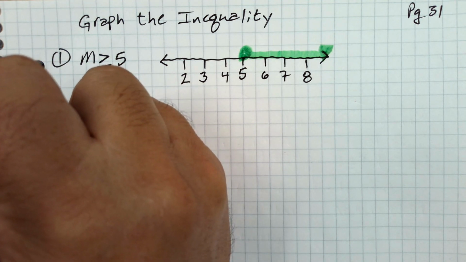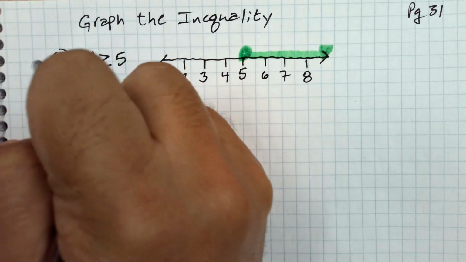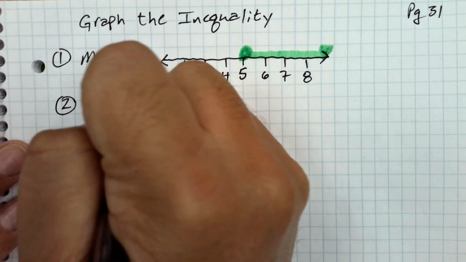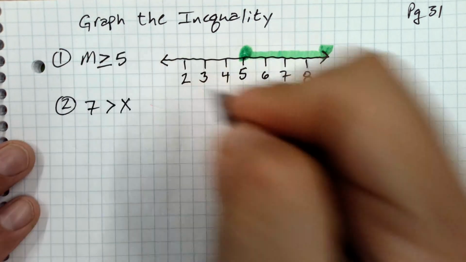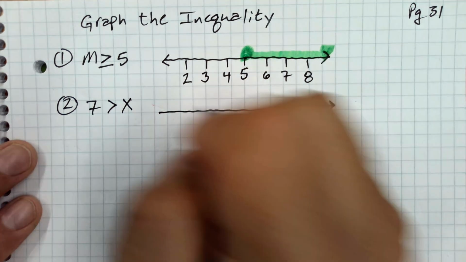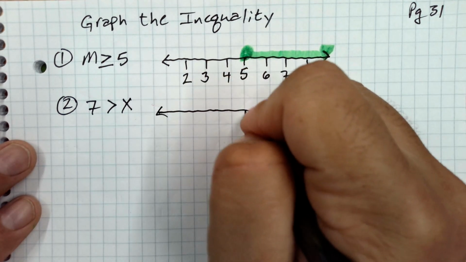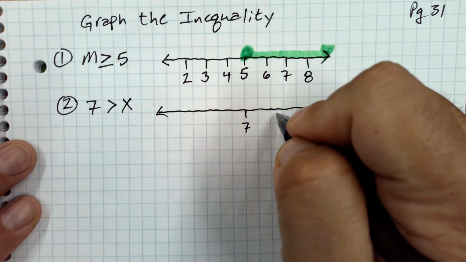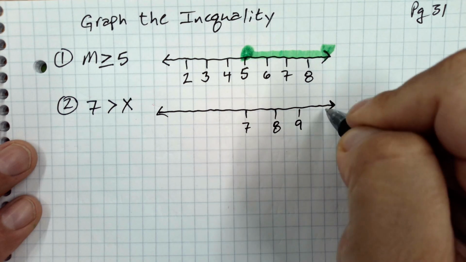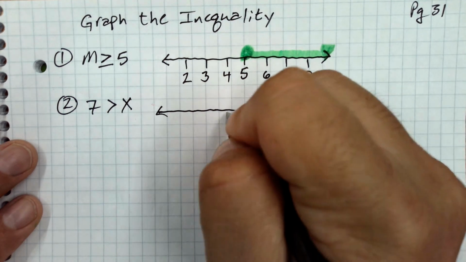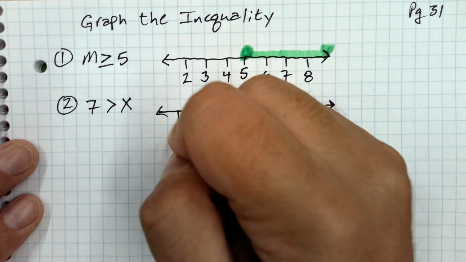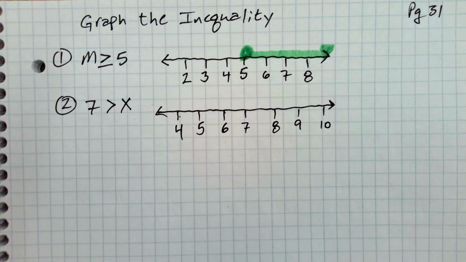Number 2. Let's say I have 7 is greater than X. So the star of the show is 7. We know that. I gotta have 7 in here. And maybe 8, 9, and 10. Over here I'll do 6, 5, and 4.